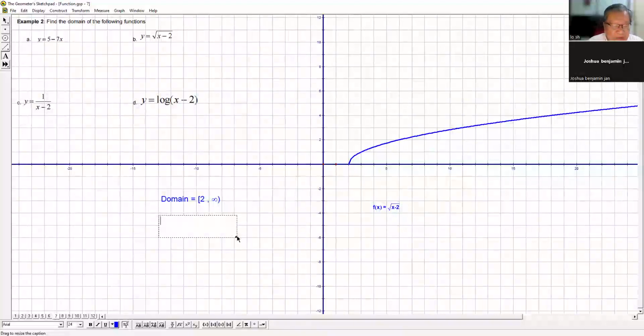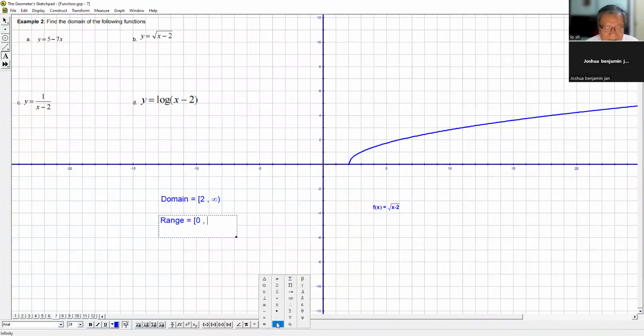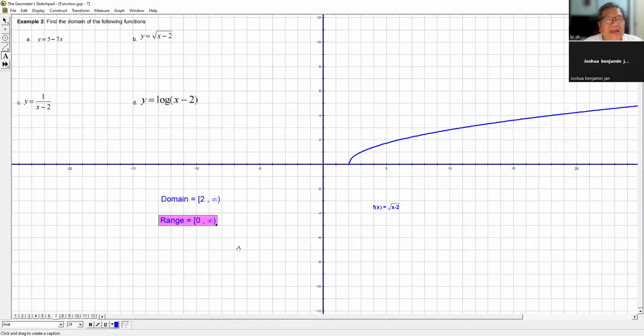Range. And you tell me what is the range? The highest and lowest value? Highest is infinity. Lowest? 0. Correct. Equal to 0, can or not? Can. So you put the square bracket there, then infinity. Like that. Okay, very easy.